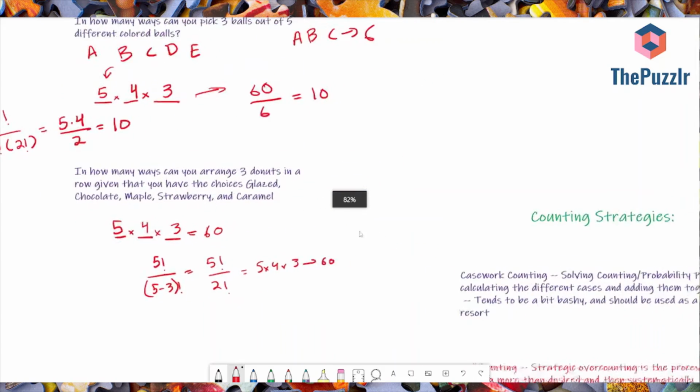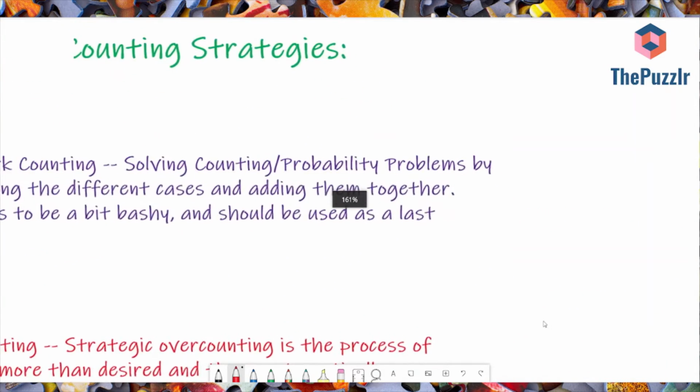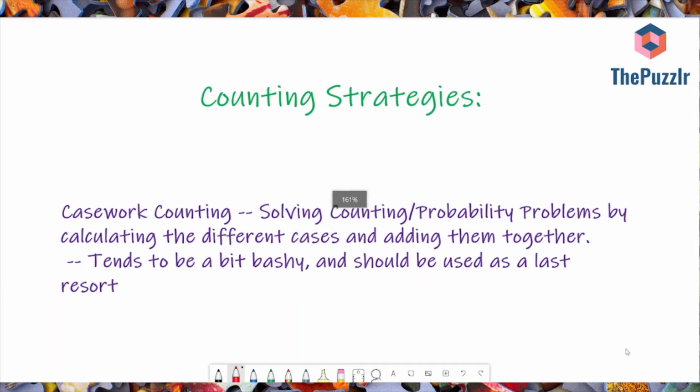Let's look at the other counting strategies that we have at our disposal. So these ones are going to be a bit longer, not as many formulas oriented with them. So casework counting, for example. Solving counting or probability problems by calculating the different cases and then adding them together. Tends to be a bit bashy, right? It takes a lot of effort, takes a lot of work. It's very easy to make some sort of a mistake where you forget some cases. And it should only be used as a last resort for counting problems.